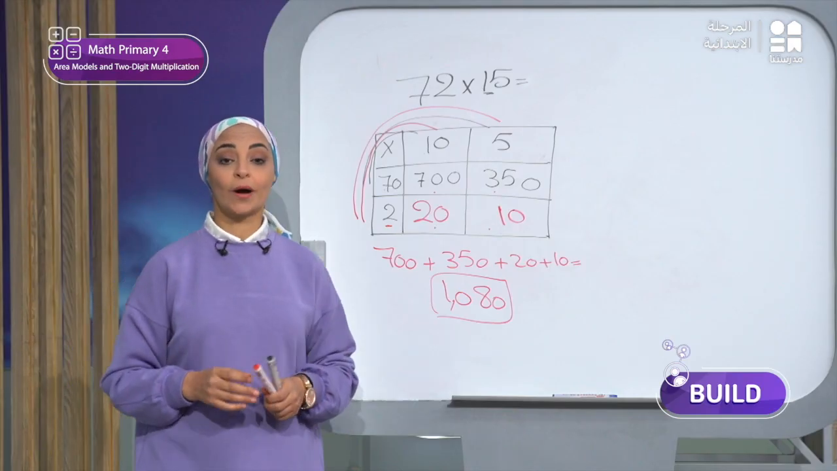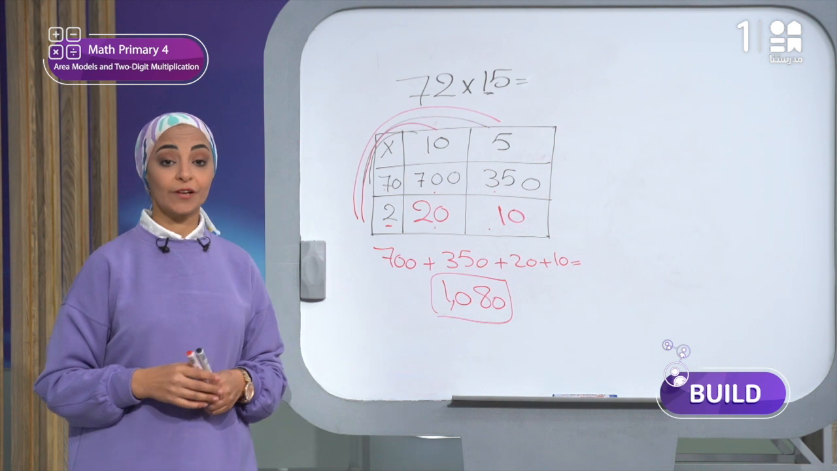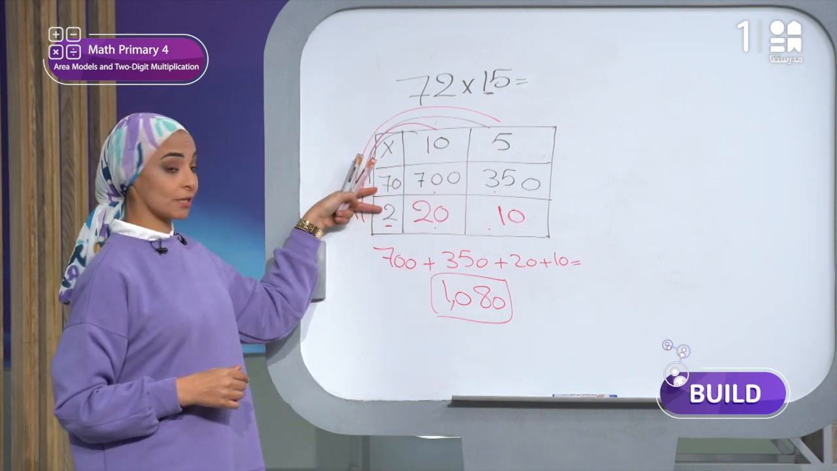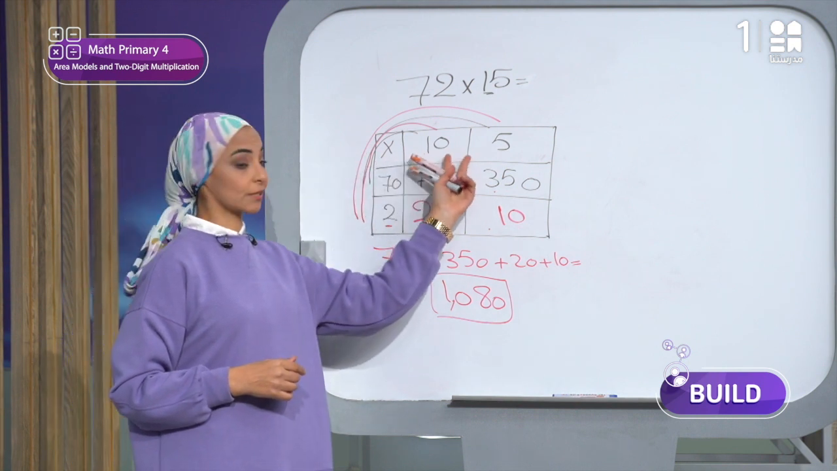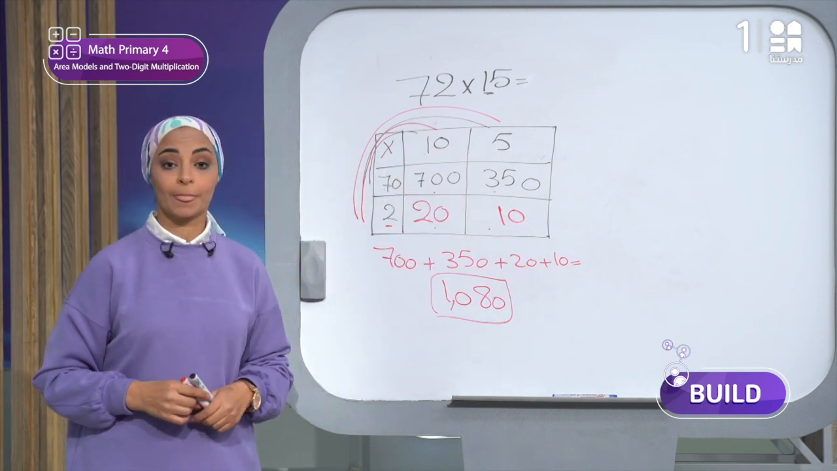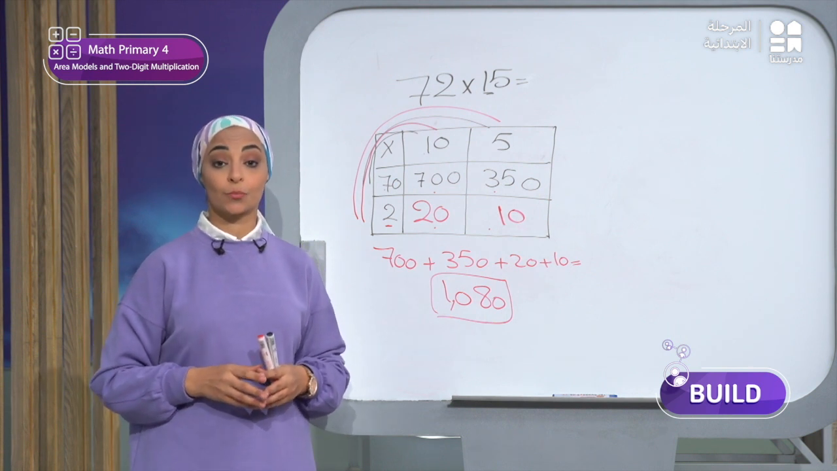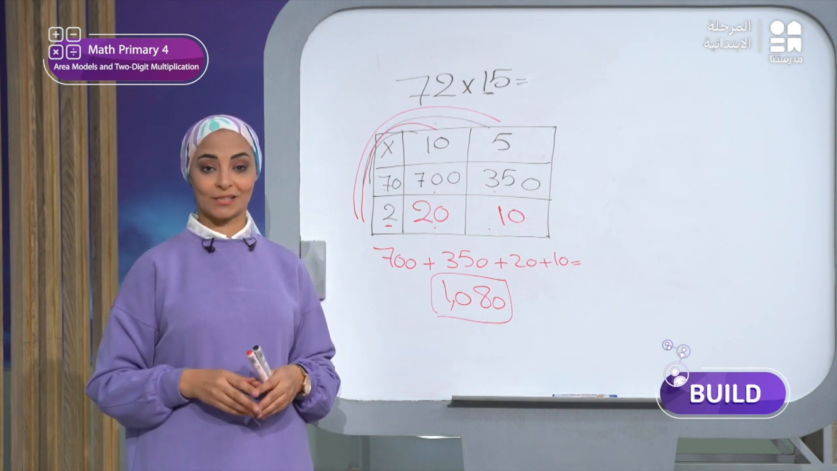Now, if any of you arranged the numbers in another way, by the way, someone may write 10 and 5 on this side and 70 and 2 on the other side. Okay, you can check your answers by checking the multiplication products and the final answer.